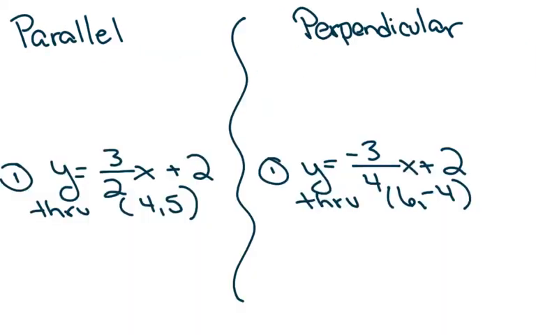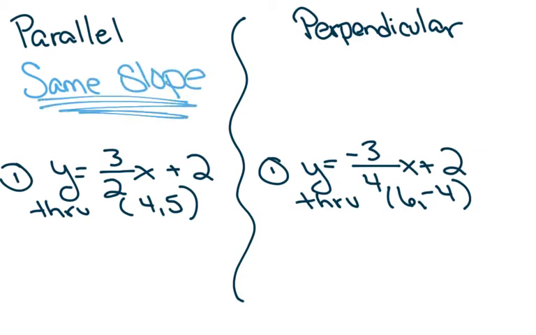All right, parallel versus perpendicular. All right, again, back to an 8th grade and an Algebra 1 concept. So parallel, same slope. Okay, so if we have to write an equation of a line that is parallel to y equals 3/2 x plus 2, and it goes through the point 4, 5, what we care about, here's the slope. We're using the same slope.